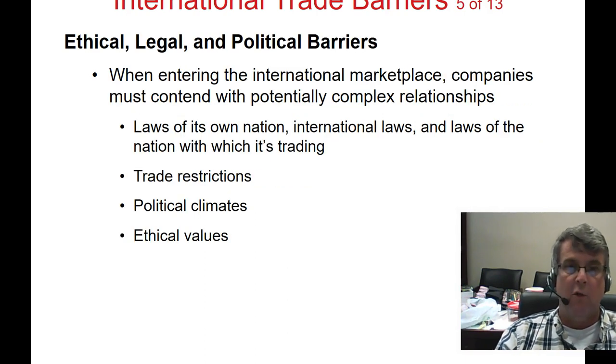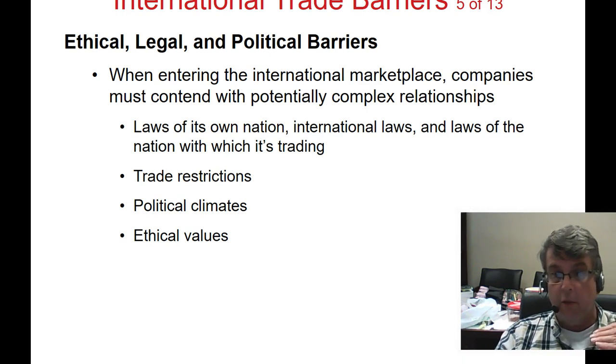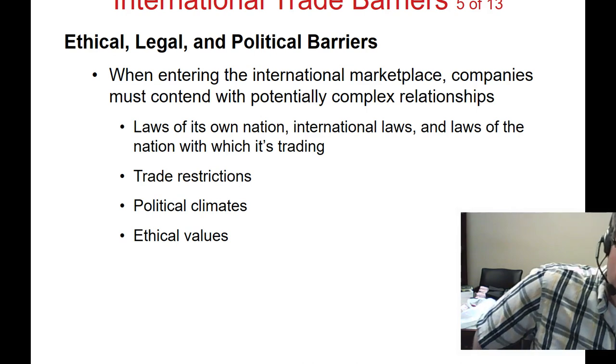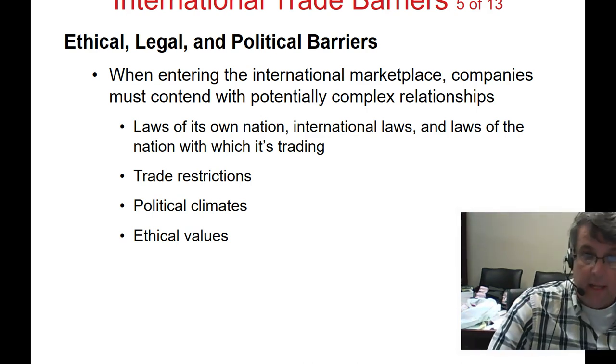Ethical, legal, and political barriers also exist to trade. When entering the international marketplace, companies must contend with potentially complex relationships. One, you have to follow your own laws. Say if you're in the U.S., you're going to follow U.S. law. Then we have to follow international law and laws within the country we're trading with. So we might need 3 different attorneys to get a deal done, and that's expensive.